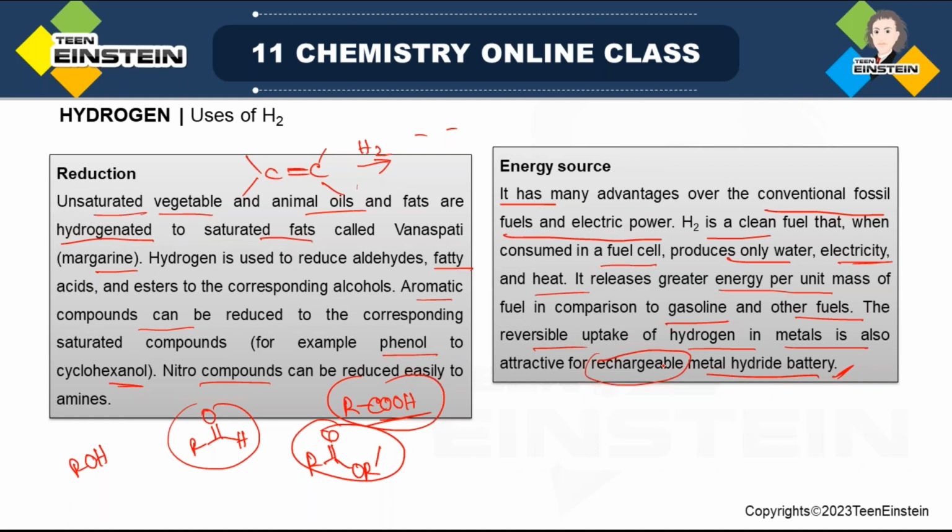So these are different examples of how it can be used as an energy source. Though nowadays it is not fully used as an energy source because there are some other hurdles that we have to overcome, still it is a hope for us that we can replace the conventional energy source with H2 because it has some advantages.